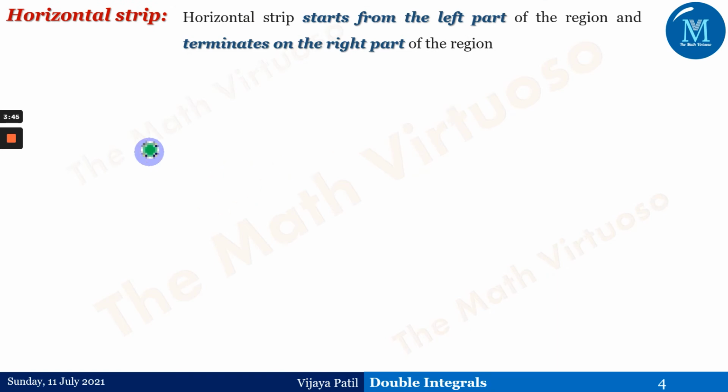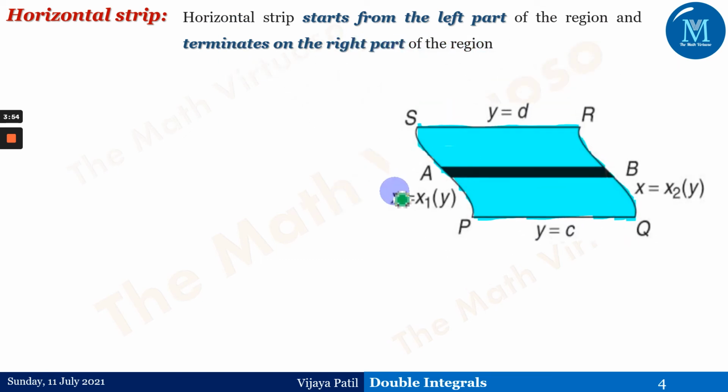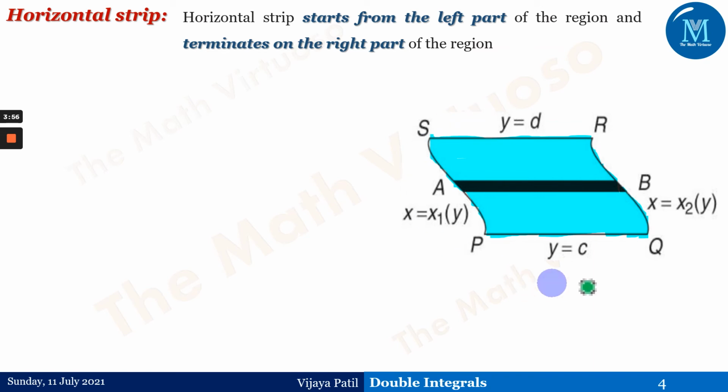We have already done this in brief, but now we'll be going into detail with examples. Now the horizontal strip starts from the left part of the region and terminates on the right part of the region. How can we go about this? This is the region, and we are considering a strip parallel to the x-axis, that is, a horizontal strip.